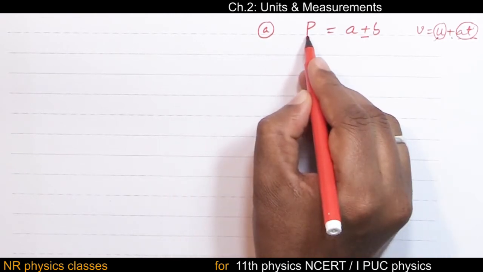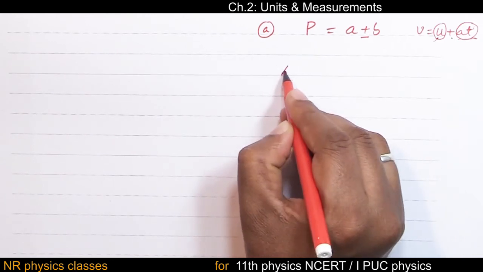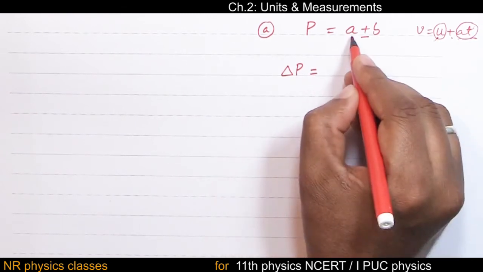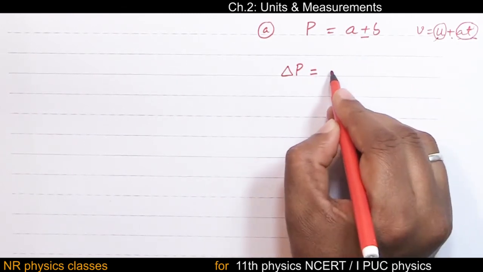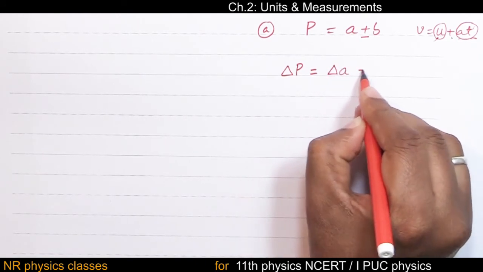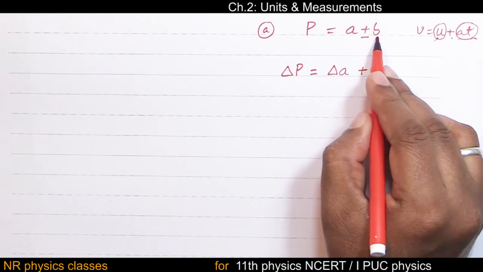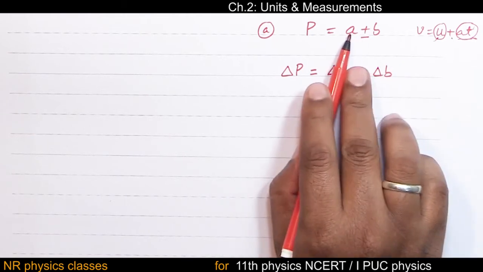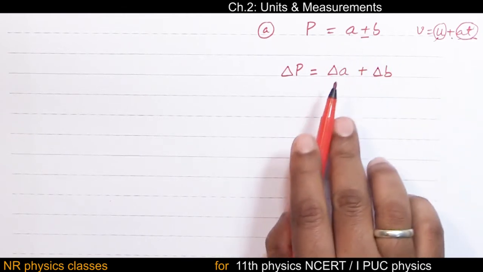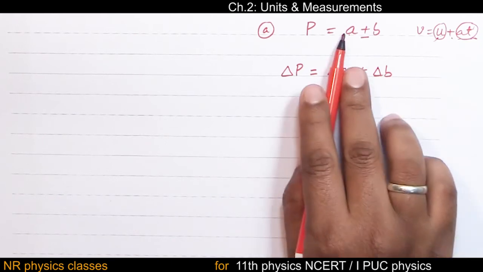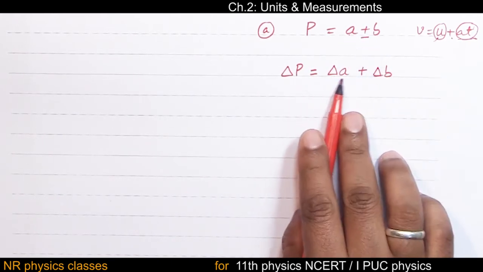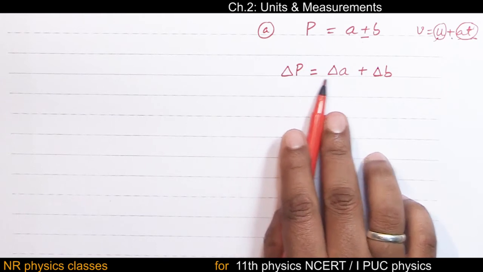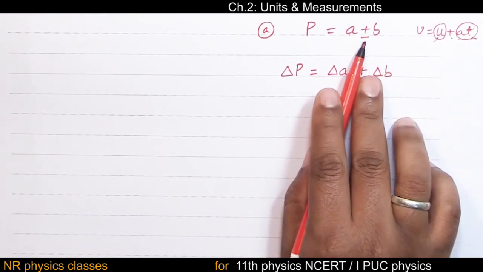Absolute error in the measurement of P, which is denoted by delta P, equal to maximum absolute error in the measurement of A, denoted by delta A, plus maximum absolute error in the measurement of B, delta B. If it is A plus B, the absolute error is delta A plus delta B. If it is A minus B, then also delta A plus delta B. So this is how error will propagate when equation involves plus or minus.